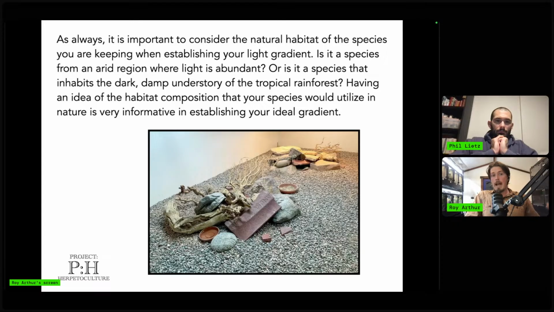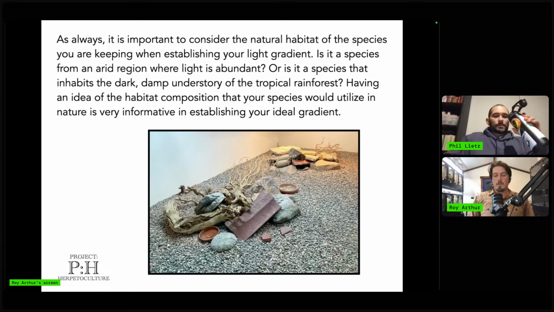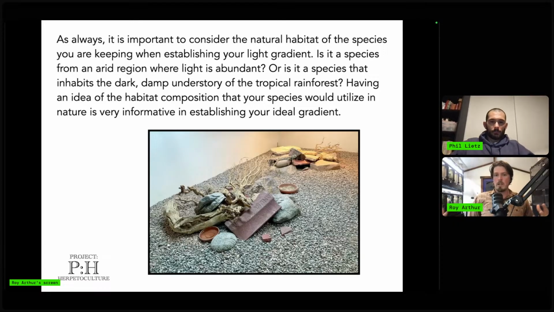But their natural condition, if you go on iNaturalist and look up Eurymastix ornata, and I encourage you to do this for any of the species that you keep, go to the gallery view of observations and just get an idea of where people are observing these animals. What is their natural condition and their habitat? Try to let that inform how you're setting up the habitat and also how you're lighting it.